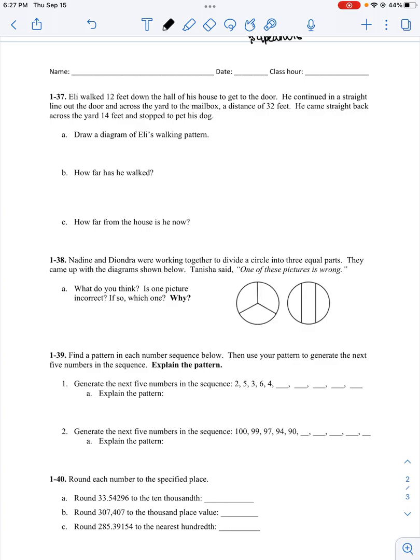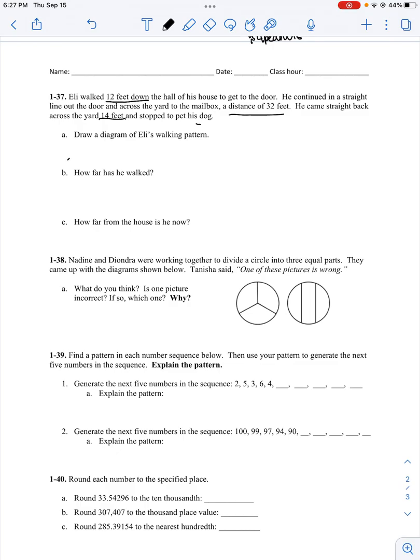Problem 37. Eli walked 12 feet down the hall of his house to get to the door. He continued in a straight line out the door and across the yard to the mailbox, which was a distance of 32 feet. He came straight back across the yard 14 feet and stopped to pet his dog. We need to draw a diagram. This is a picture. It can be as detailed as you want. It just needs to fit in the space.